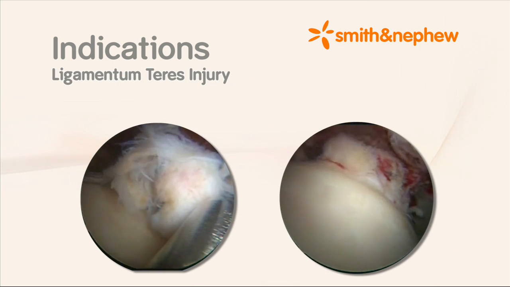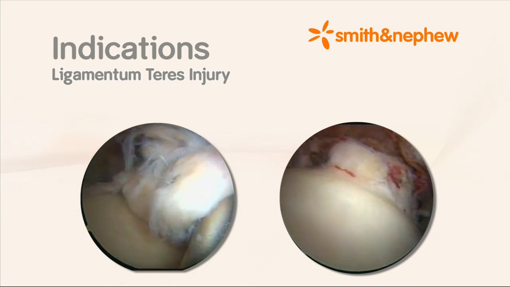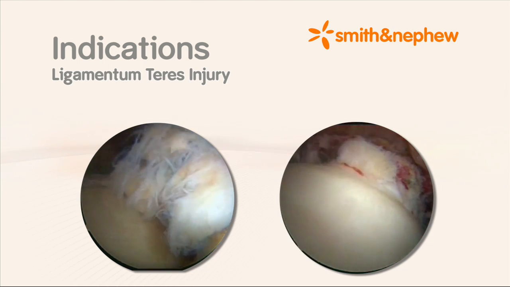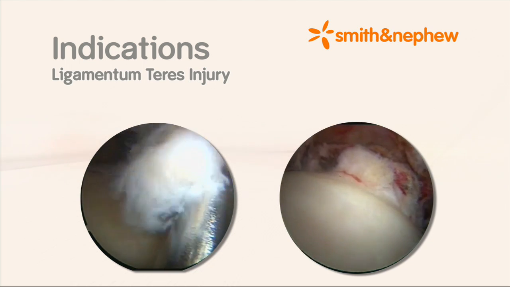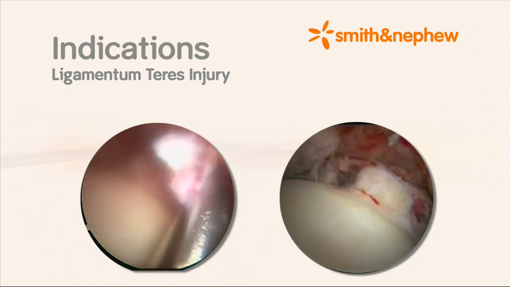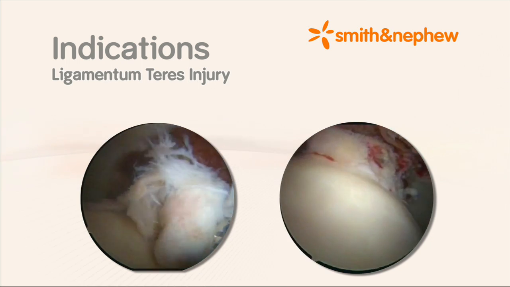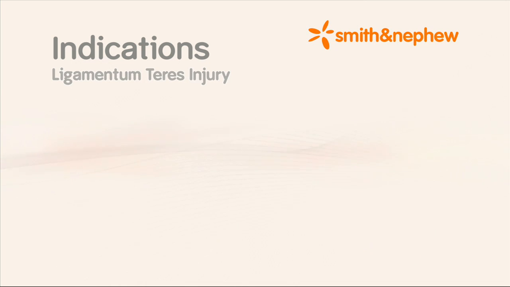Ligamentum teres injuries are not infrequent findings at the time of hip arthroscopy. This can be associated with degenerative hip disease, traumatic subluxation or dislocation, torsional events, and can be associated with structural instability as well. Treatment involves debridement with a shaver and/or flexible thermal device.